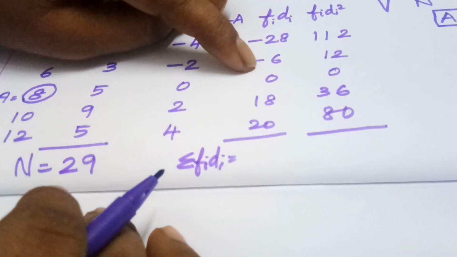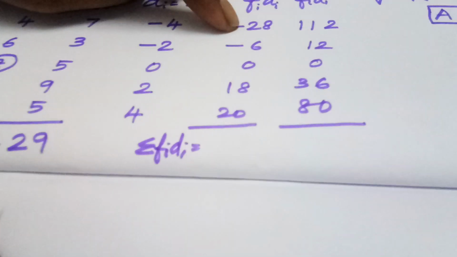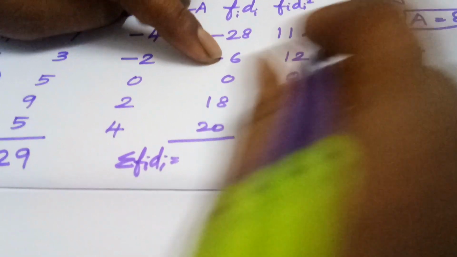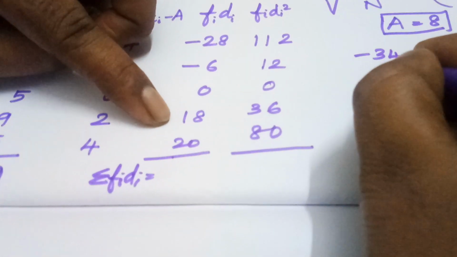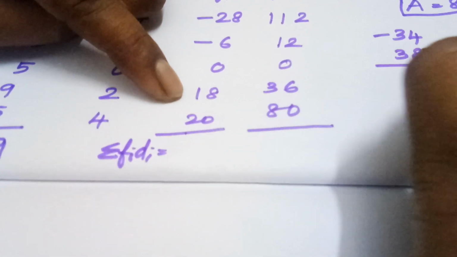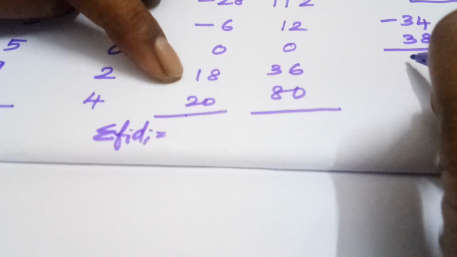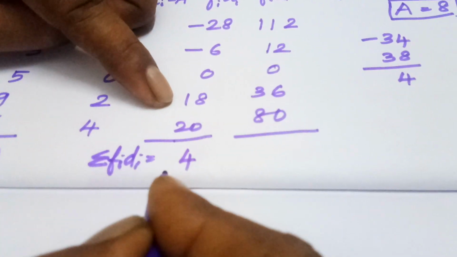Adding all these, this is sigma Fi Di. First you have to add the negative part, that is minus 28 and minus 6. So adding we get minus 34 and then positive 20 plus 18, 38. So adding these we have to subtract from the larger. So 4 larger number, sign of the larger number is positive. So plus 4 is the sigma Fi Di.